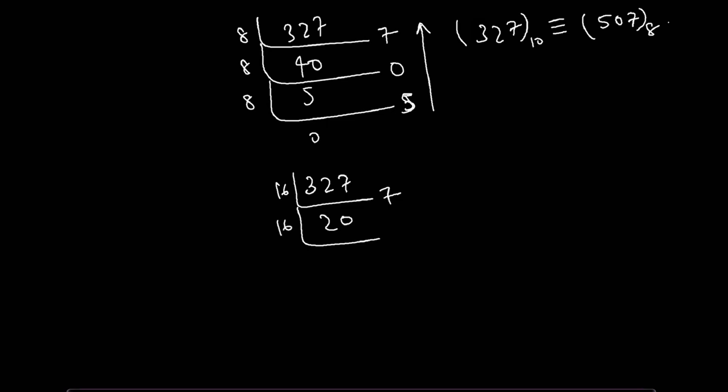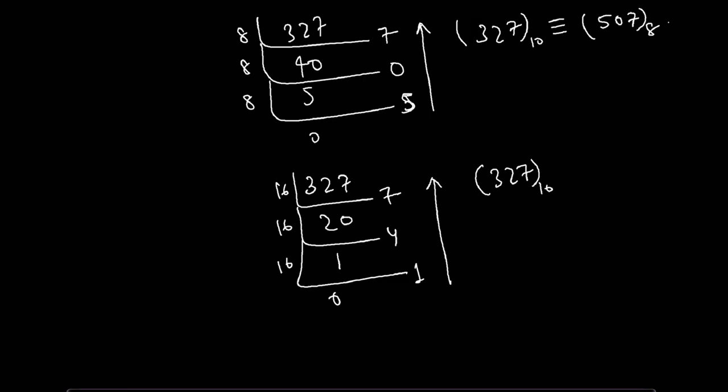Similarly, if you want to get what is 327 in hexadecimal, so 16 into 20, remainder 7, 16 into 1, remainder 4, 16 into 0, remainder 1. So 327 in decimal is 147 in hexadecimal.